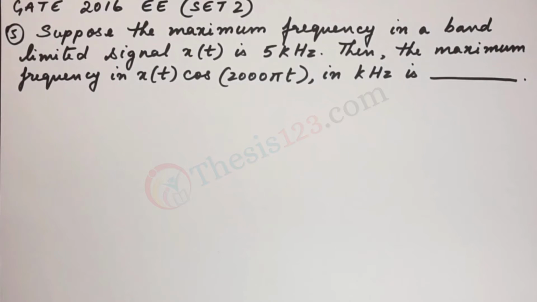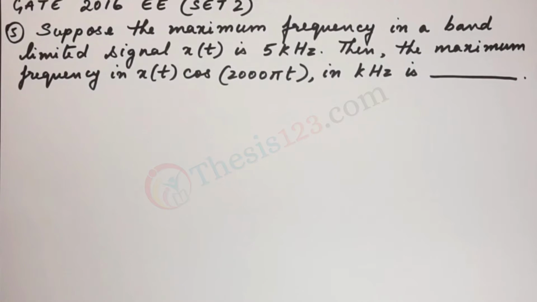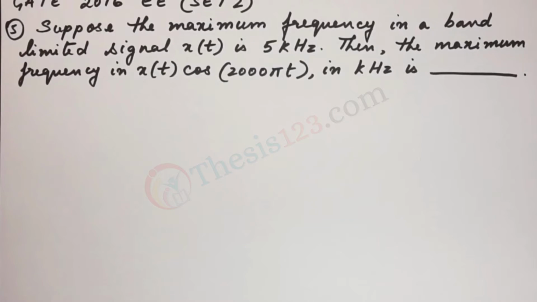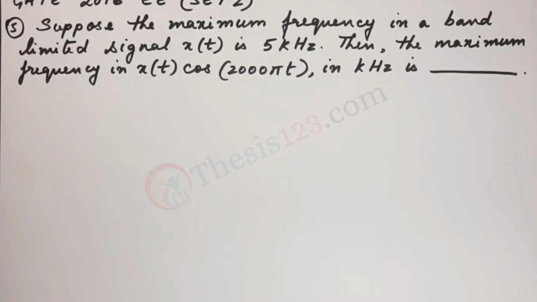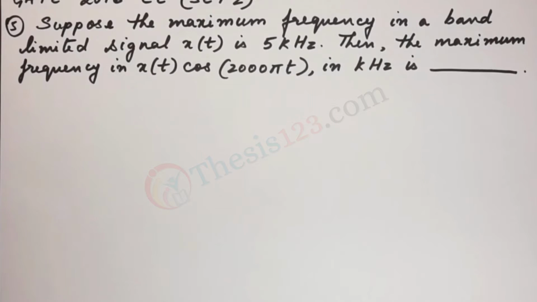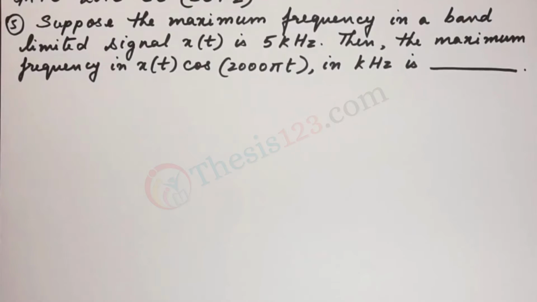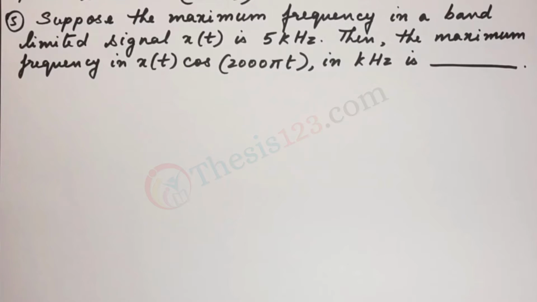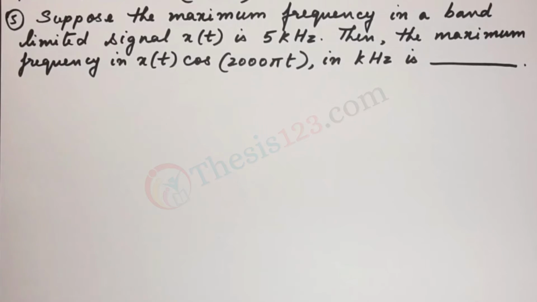Here's the next question, number 5. Suppose the maximum frequency in a band limited signal x of t is 5 kHz. Then the maximum frequency in x of t cos of 2000 pi t in kilohertz is dash. Okay, so this is not a multiple choice question, so we will have to work it out.